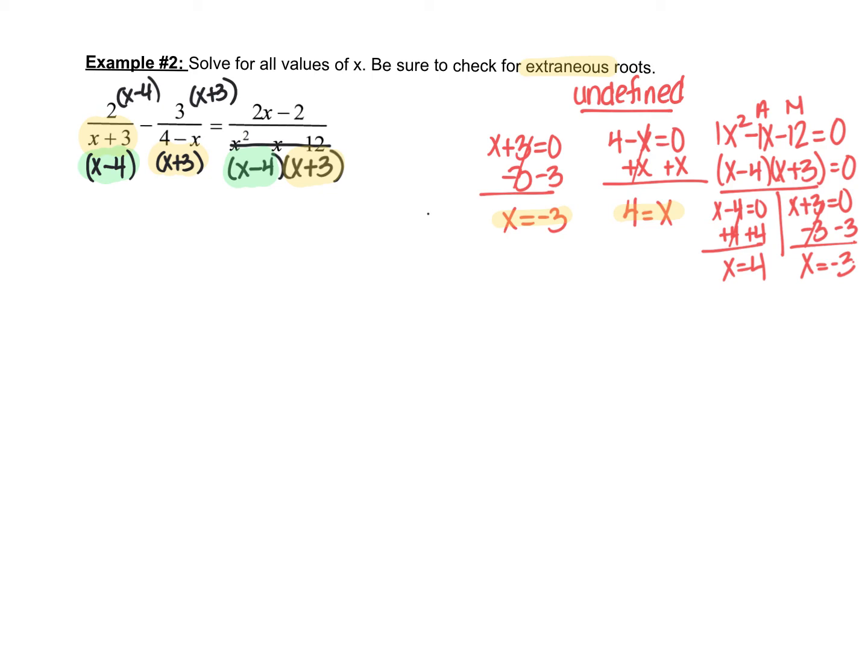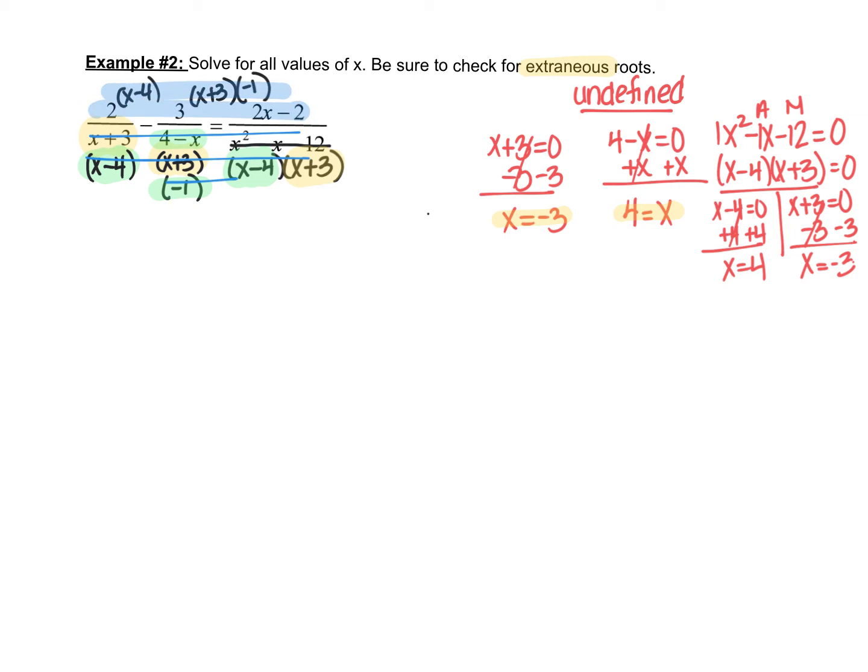Now, this middle guy has a 4 minus x. It's not entirely the same as x minus 4, but remember the trick is that all we need to do is multiply it by a negative 1, and it actually is the same as x minus 4. So if I take 4 minus x and multiply it by negative 1, I do in fact get that. So I have to remember, whatever I do to the bottom, I have to do to the top. So negative 1 on the top as well. So now that the denominator is the same, I can cross it off and focus on my numerators.